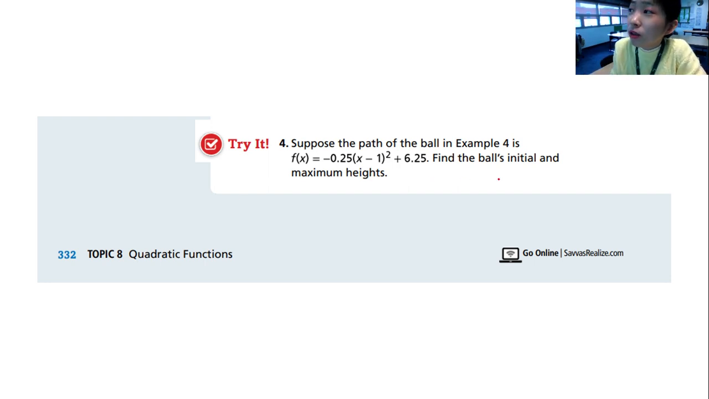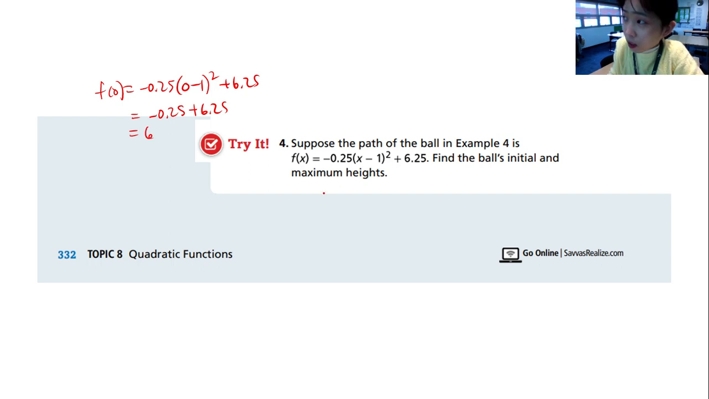All right, so how do you figure out the ball's initial height? That's basically when x is equal to 0. So you can convert that into the standard form, or you can just plug in 0 right away. f(0) is equal to negative 0.25 times (0 minus 1) squared plus 6.25. And then negative 1 squared is just positive 1, so negative 0.25 plus 6.25 is just 6. So the ball's initial height is 6 feet, right? It was in feet.